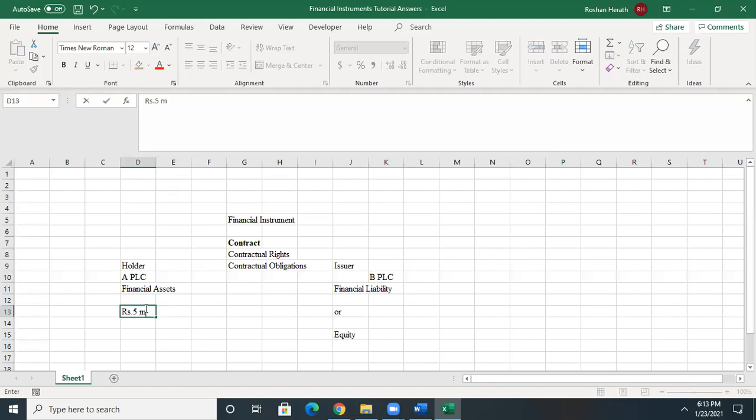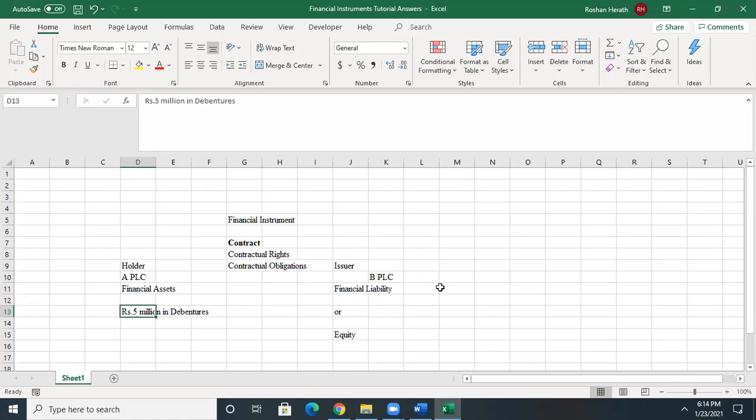So in this scenario, let's say that APLC has invested rupees 5 million in debentures. Then if you take this particular transaction, from A's point of view, they have invested rupees 5 million in debentures. What is that? That is their investment in a debt instrument. So it's a financial asset. So you are the holder.